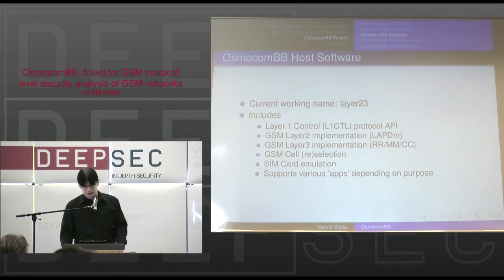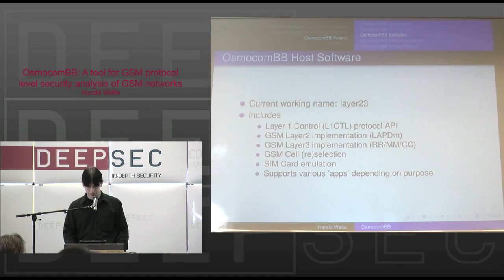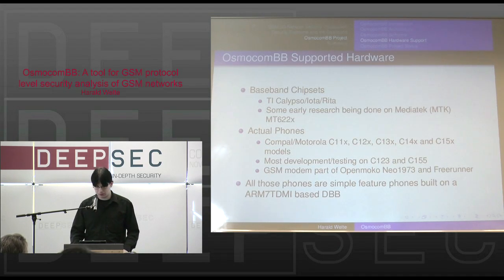The software we run on the host is called Layer 23, and it uses what we call the Layer 1 control interface to control the Layer 1 inside the telephone. But both the software on the host PC as well as the firmware are entirely written from scratch. No code was reused that came from anywhere else, and it's both open source software licensed under GNU GPL.